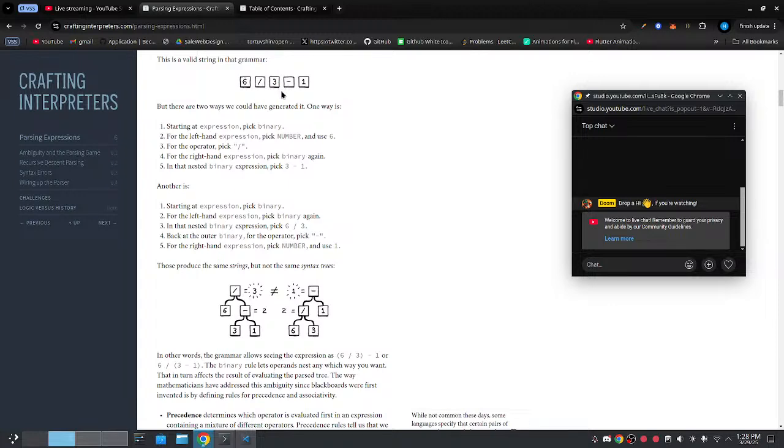Then starting in this expression, pick binary, 6 divided by 3. For the left hand expression pick binary again. Okay, for the right hand we can just use minus 1. Pick number and use minus 1.